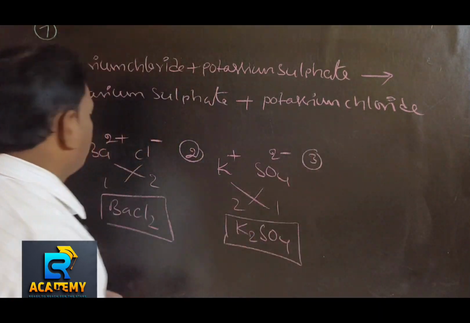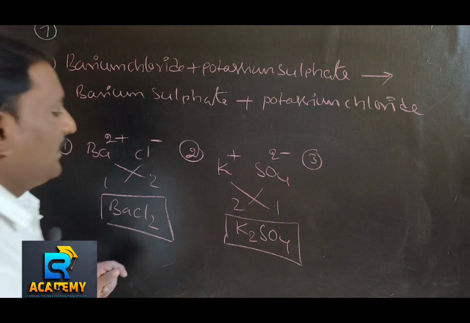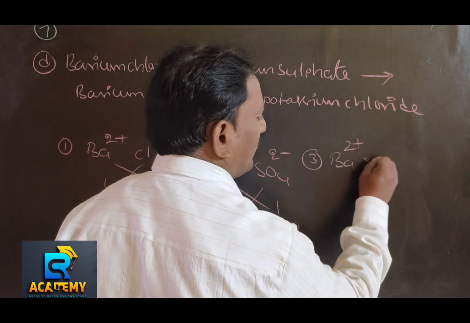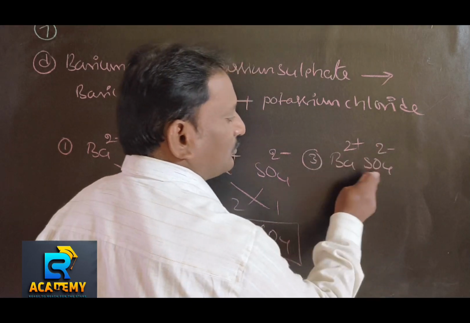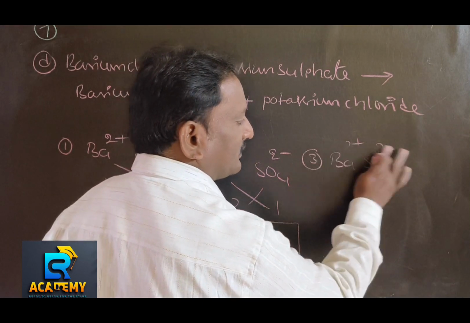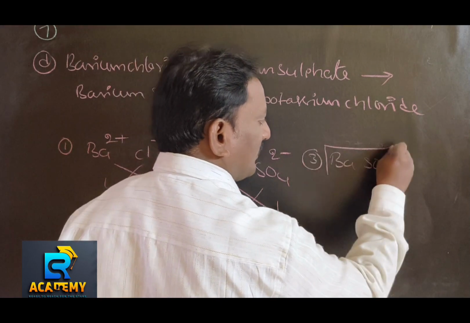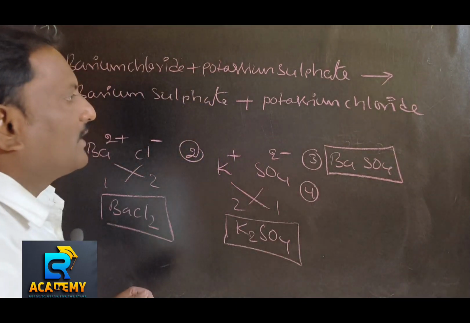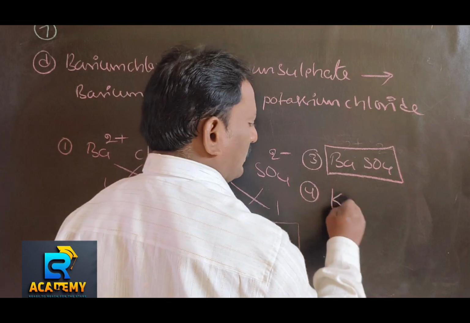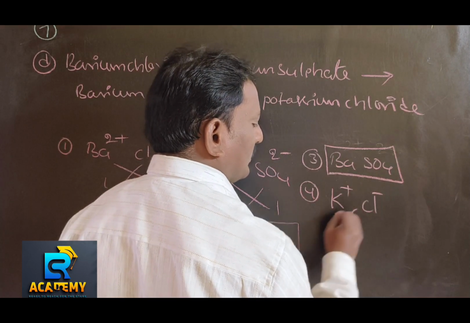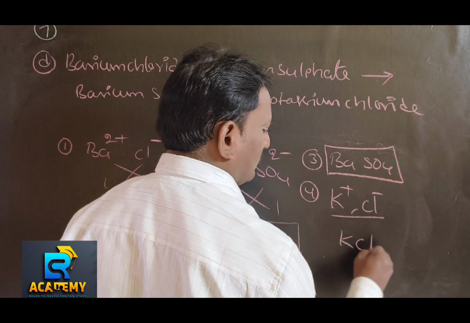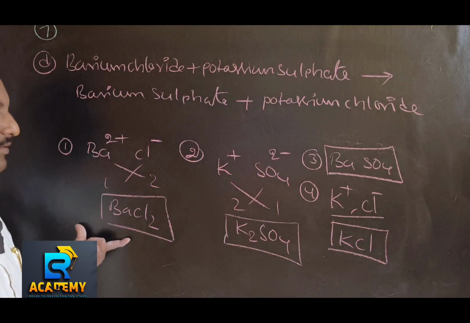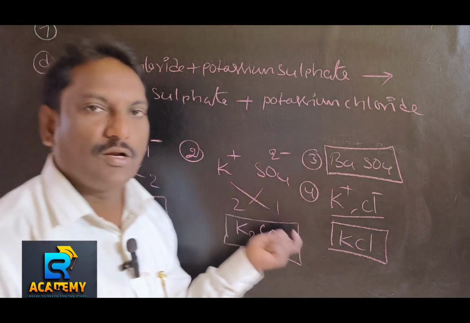Third one will be barium sulfate. Barium Ba2+, sulfate SO4 2-. Both are equal in magnitude, so no need to crisscross. Directly write BaSO4. Next, fourth one is potassium chloride. Potassium K+, chloride Cl-. Directly write KCl.